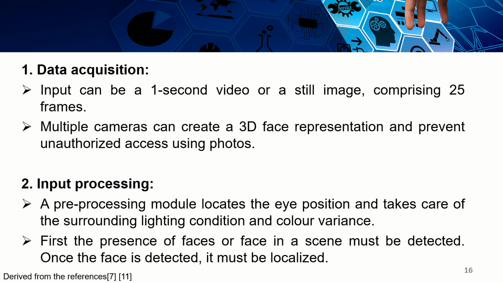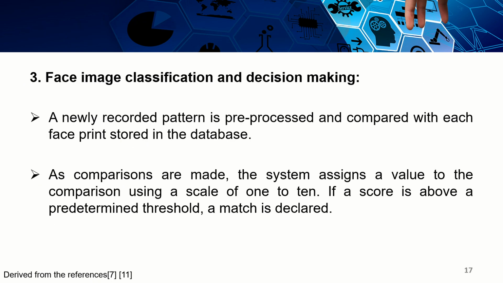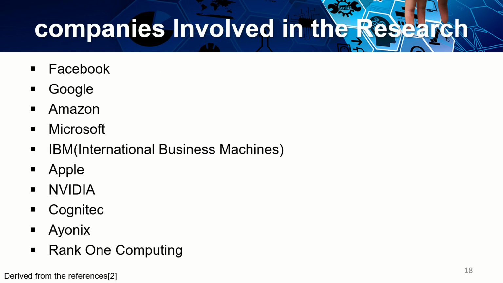First, the presence of a face or faces in the scene must be detected. Once a face is detected, it must be localized. And in face image classification and decision making, a newly recorded pattern is pre-processed and compared with each face print stored in the database. As comparisons are made, the system assigns a value to the comparison using a scale of 1 to 10. If the score is above a predetermined threshold, a match is declared.